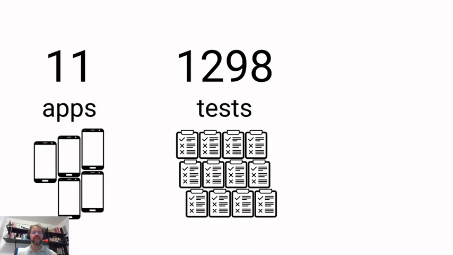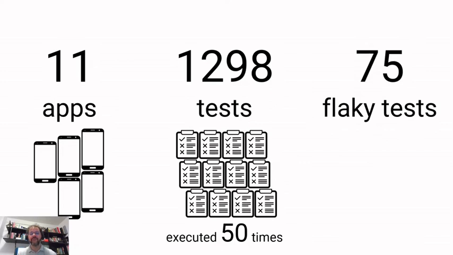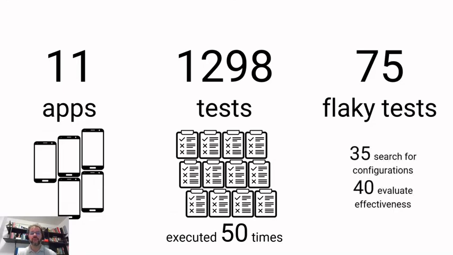So how did we evaluate Shaker? We have selected 11 Android projects from GitHub with almost 1,300 tests in total. We executed all tests 50 times and identified 75 flaky tests that we use to evaluate Shaker effectiveness. Since Shaker has two phases, we divided this set into two sets, randomly selecting 35 tests for the offline phase where we search for configurations of the noise generator, and using the remaining 40 to evaluate the online phase where we actually evaluate the effectiveness of Shaker to find flaky tests.